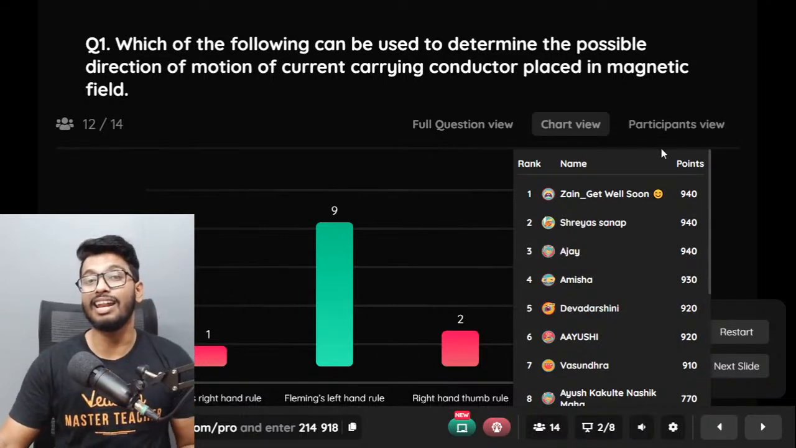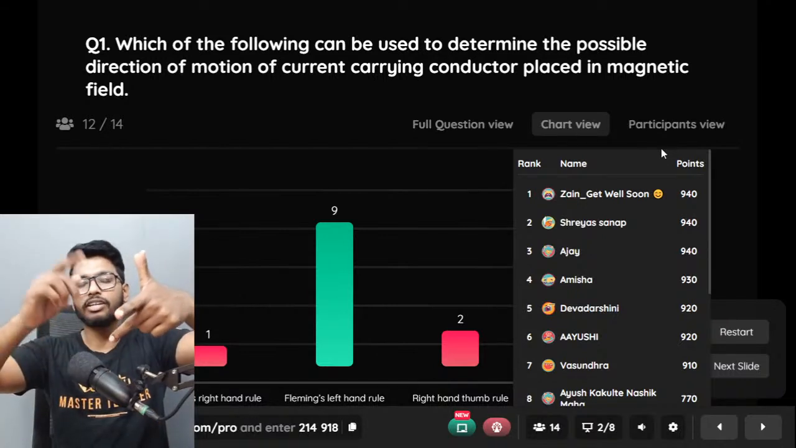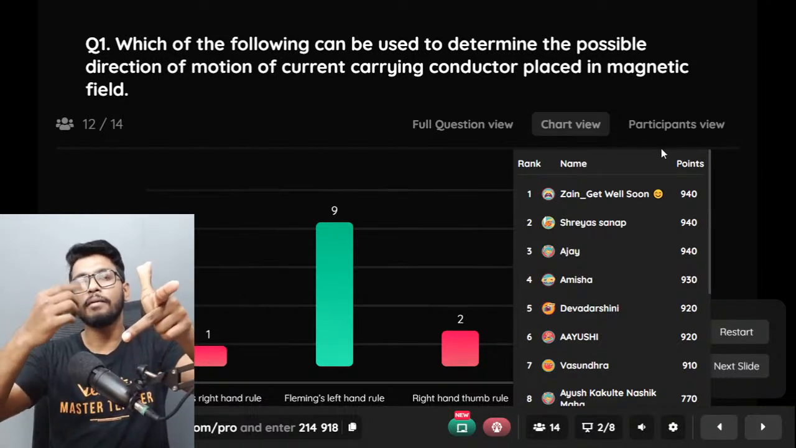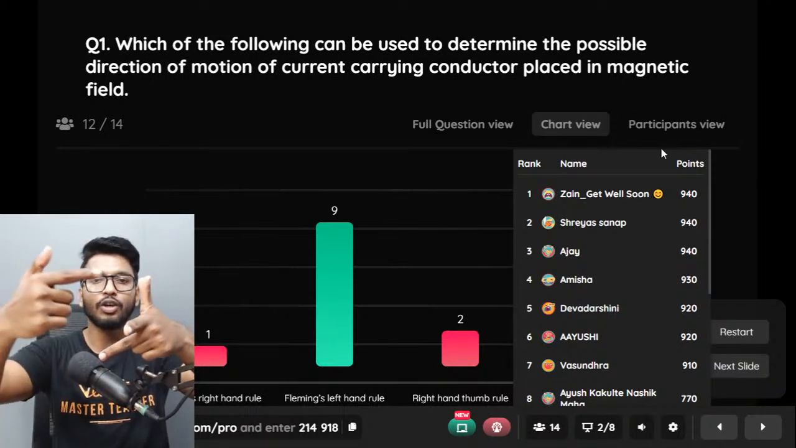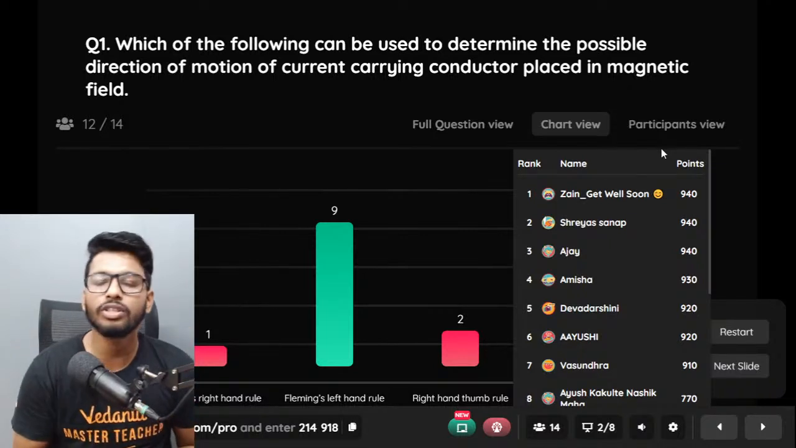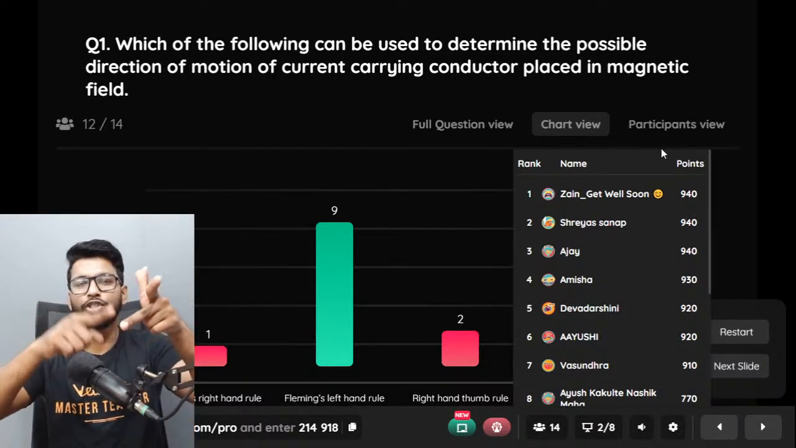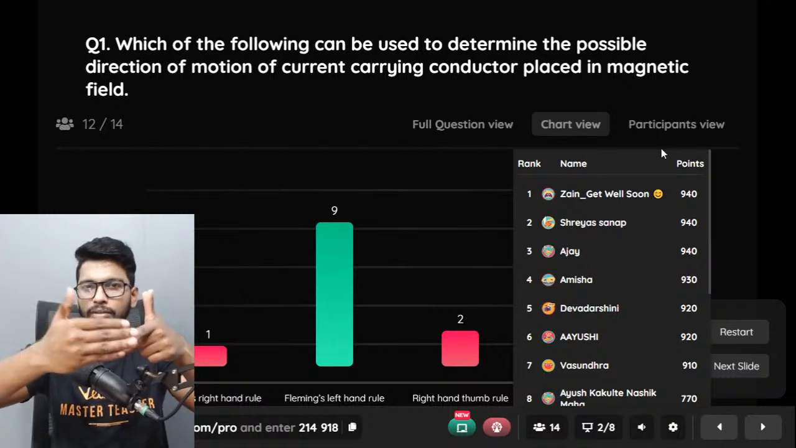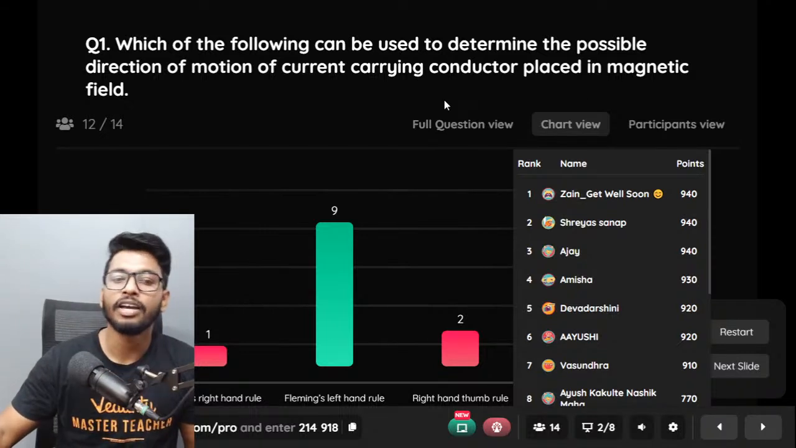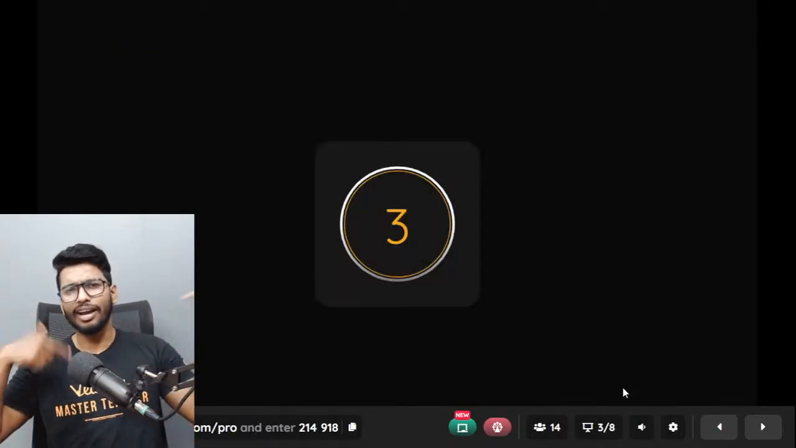It is actually Fleming's left hand rule. According to Fleming's left hand rule, if you extend your middle finger, index finger and thumb in such a way that they're all perpendicular to each other, your middle finger shows the direction of the current, your index finger shows the direction of the magnetic field, and your thumb shows the direction of the force on the current carrying conductor. An easy analogy to remember this is father, mother, child. Child is the current, M is the mother, which is the magnetic field, and F, father, is the force on the current carrying conductor. So it has to be option C. Congratulations to all those who got it right. Whoever got it wrong, please go back to the video and go through it one more time.